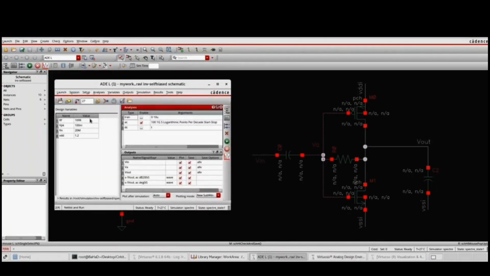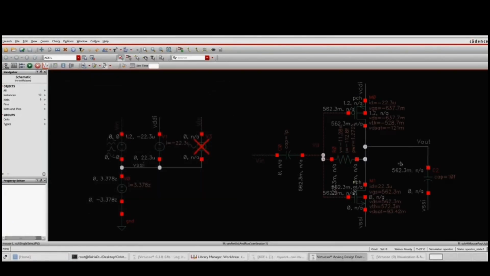For now, I'm taking some initial values for the elements available in the circuit. The value of RF is 100K, V peak to peak is 200 millivolt, the frequency of the input signal is 20 megahertz, and the supply is 1.2 volt. First, let's try to run the DC simulation. So we can see that the V out is close to VDD by 2. It's not exactly VDD by 2. Why is it happening? Okay, let's check that.